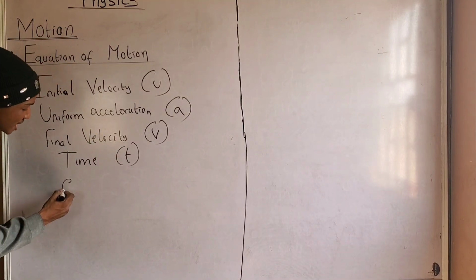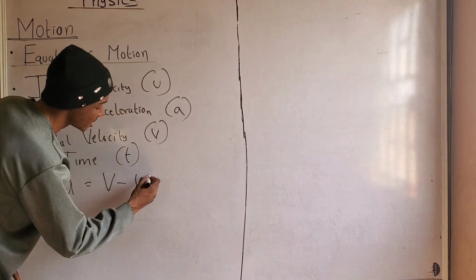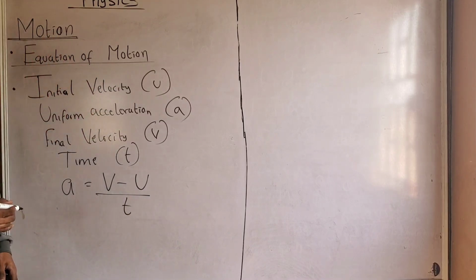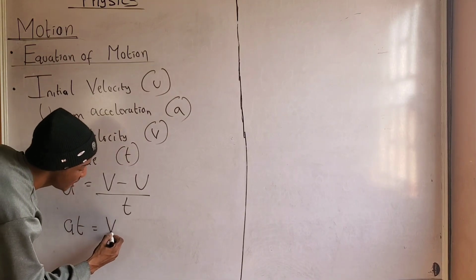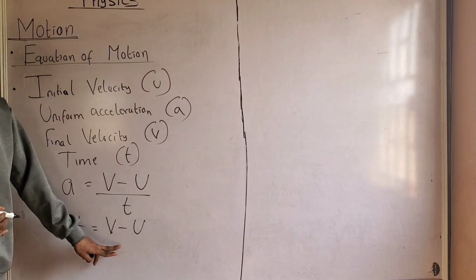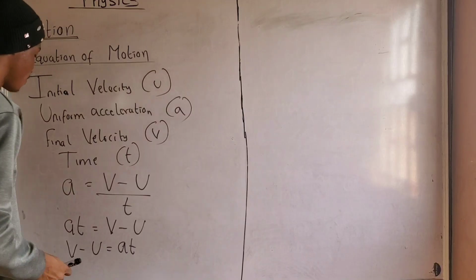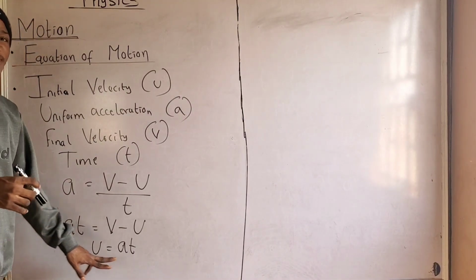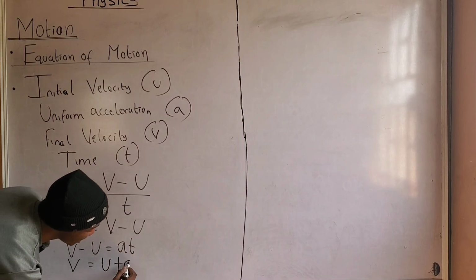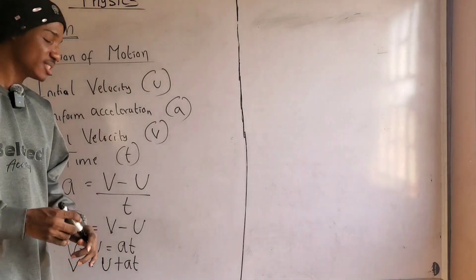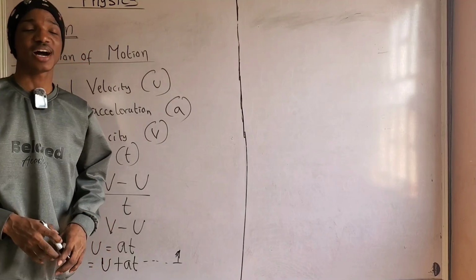The acceleration of the body can be written as the change in velocity, that is the final velocity minus the initial velocity, all over t. Now, if you cross multiply, you're going to have a times t, so at equals v minus u. By transposition, v minus u equals at. Take this u to the right hand side of the equation. The equation becomes v equals u plus at. This equation is the first equation of motion, the first equation of uniformly accelerated motion.